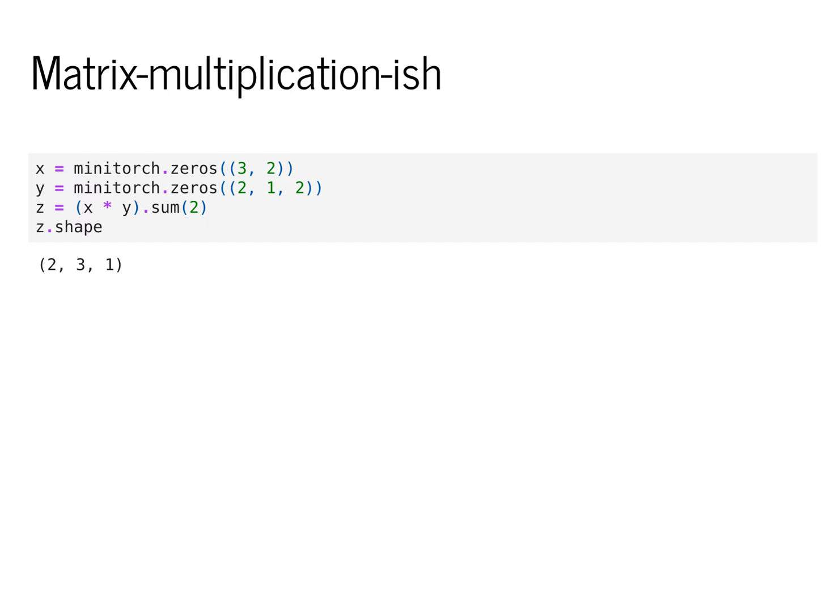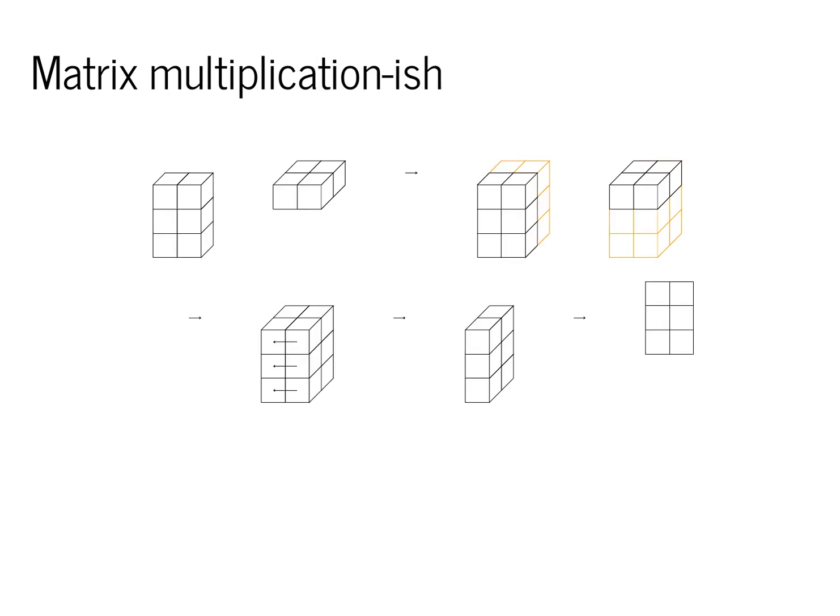We then sum out the final dimension, producing something that's 2 by 3 by 1. We can reshape this again to a 2 by 3 matrix. Looking at the full process, here are the 2 tensors we created on the previous slide, the 3 by 2 matrix and the 2 by 1 by 2 tensor.